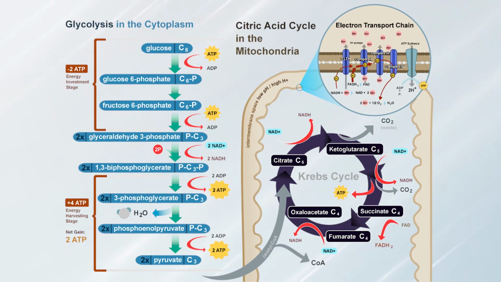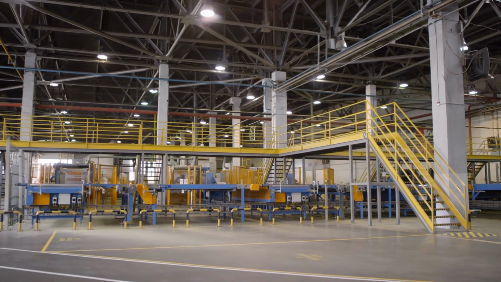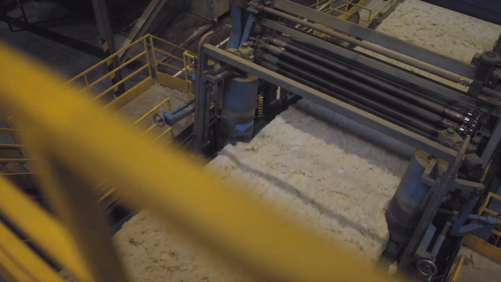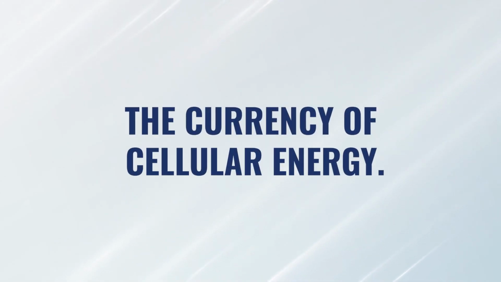The electron transport chain is literally the last few steps of energy production in our cells. Picture it as a factory. As a factory, you need to deliver raw materials, and then you need to process those raw materials in order to make a product. In this case, the product is ATP, which is the currency of cellular energy. It's what cells need to do all the different jobs that cells are required to do.